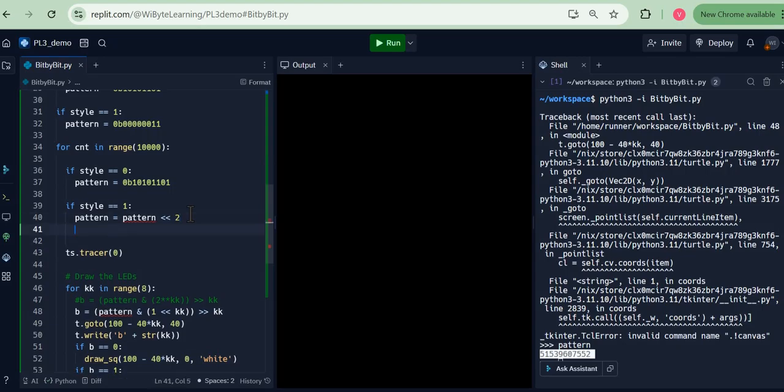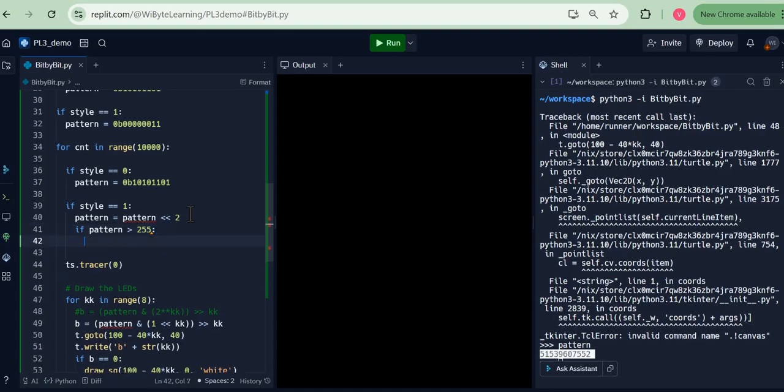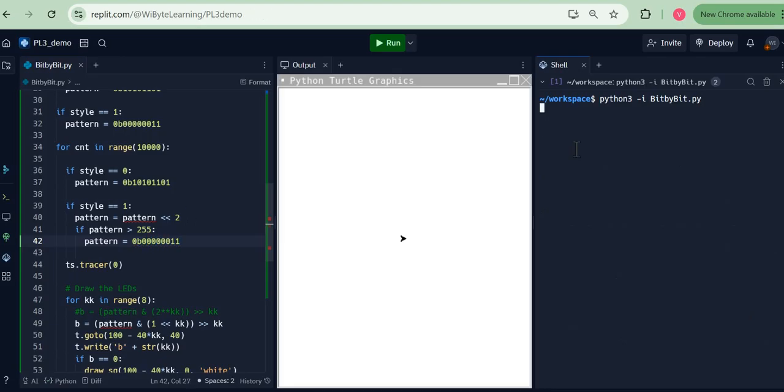But remember, since we are dealing with only 8-bit numbers, I can put a condition that, look, if my pattern becomes more than 255, the largest I could do with 8-bit numbers, let me set the pattern back to, say, 0B00000011. When I run this piece of code now, you notice that the pattern would actually work fine. But if you're keen-eyed, you realize that still the first 2 bits were not taken up in the very first iteration. So it looked like it started from B2, B3.